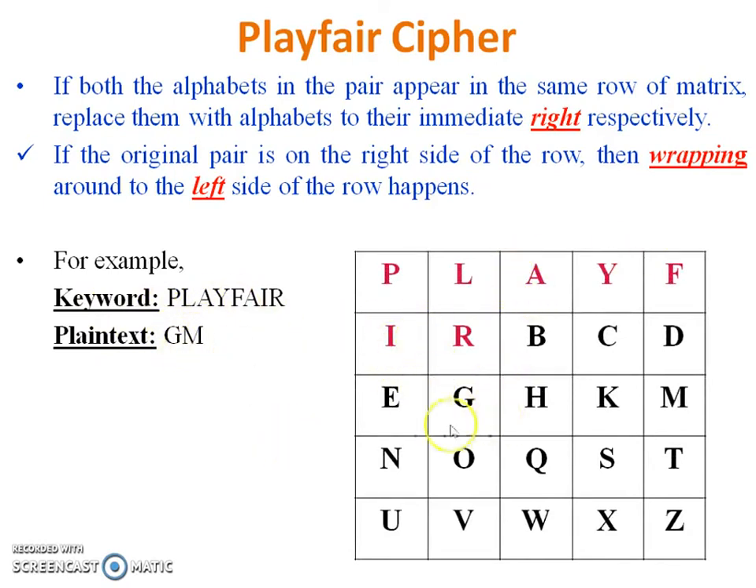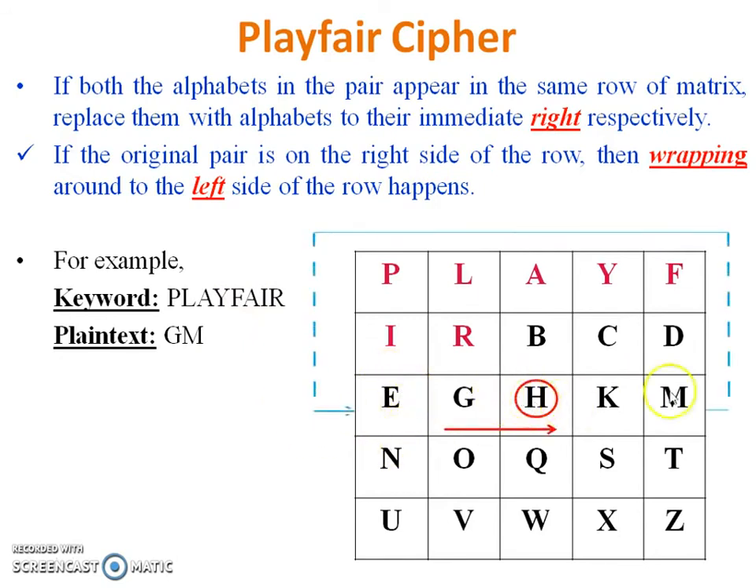Now, encryption rules. First of all, see the example, then I will explain the rule. Keyword is Playfair and plain text is OC. I will generate the cipher text of OC. First of all, create the 5x5 matrix as per the given rule. If the alphabets are not in the same row or column, see the plain text alphabets O and C. Both are not in the same row or the same column.